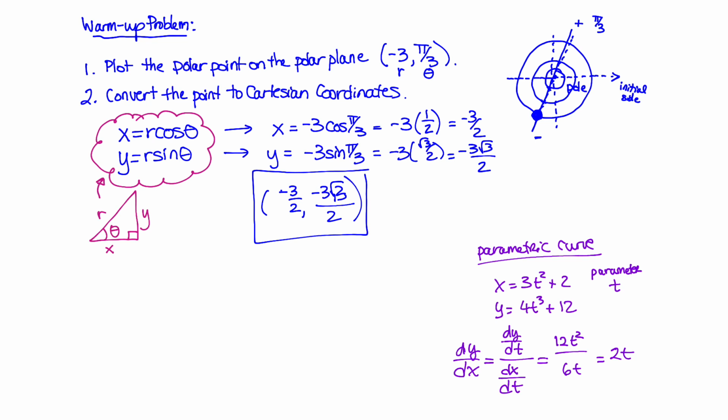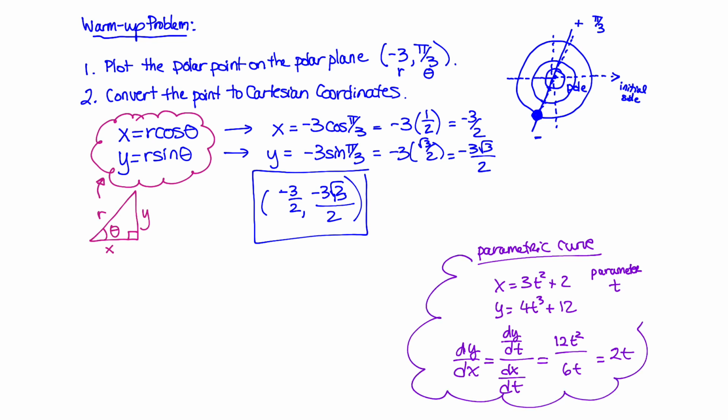We understand that a parametric curve consists of an x value and y value, both of which are functions of a parameter t. And we understand how to get the first derivative, which is the slope of the tangent line to the curve. Those are important pieces of information. What we're going to do today is take that knowledge and apply it to polar curves.